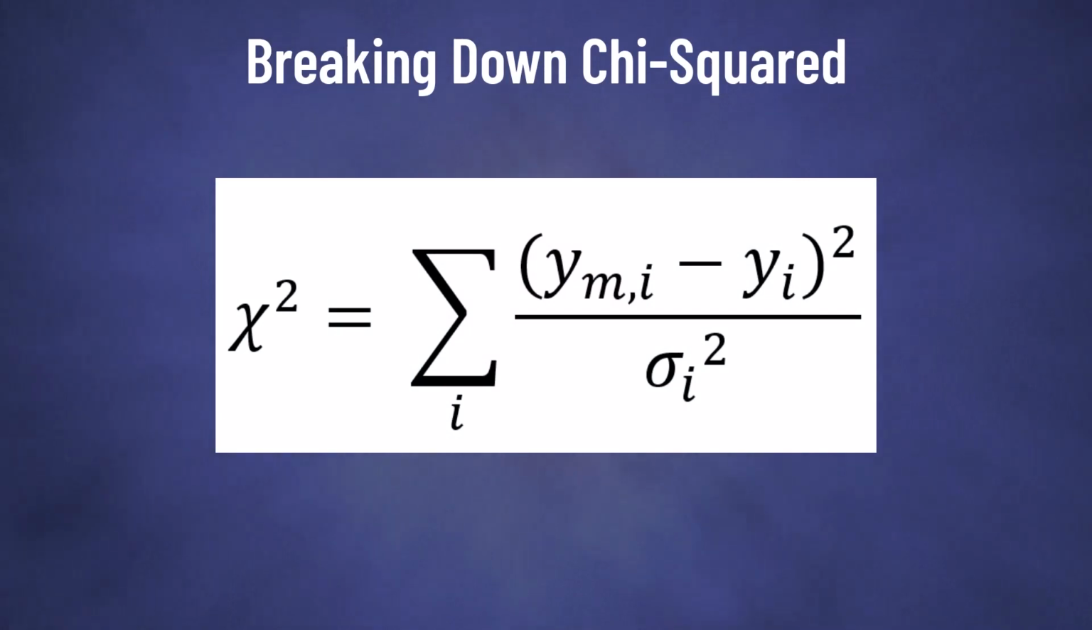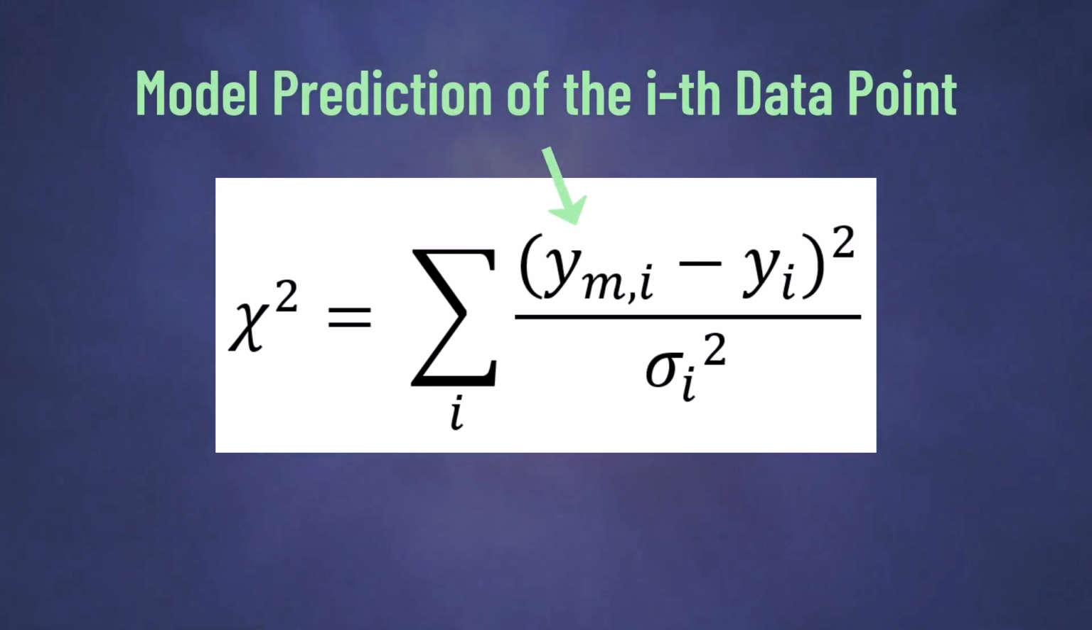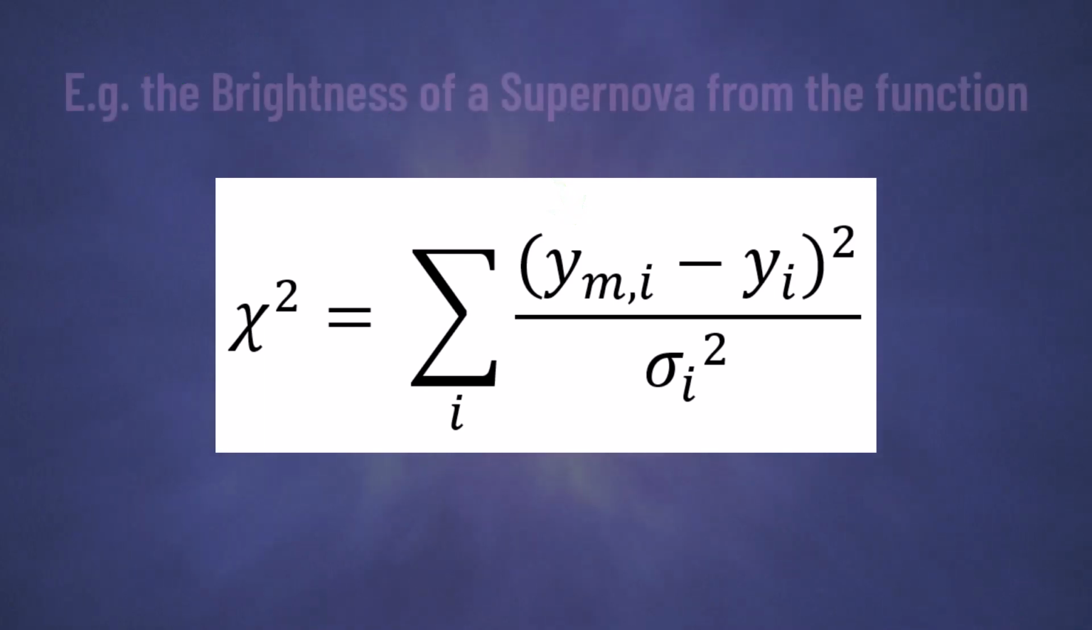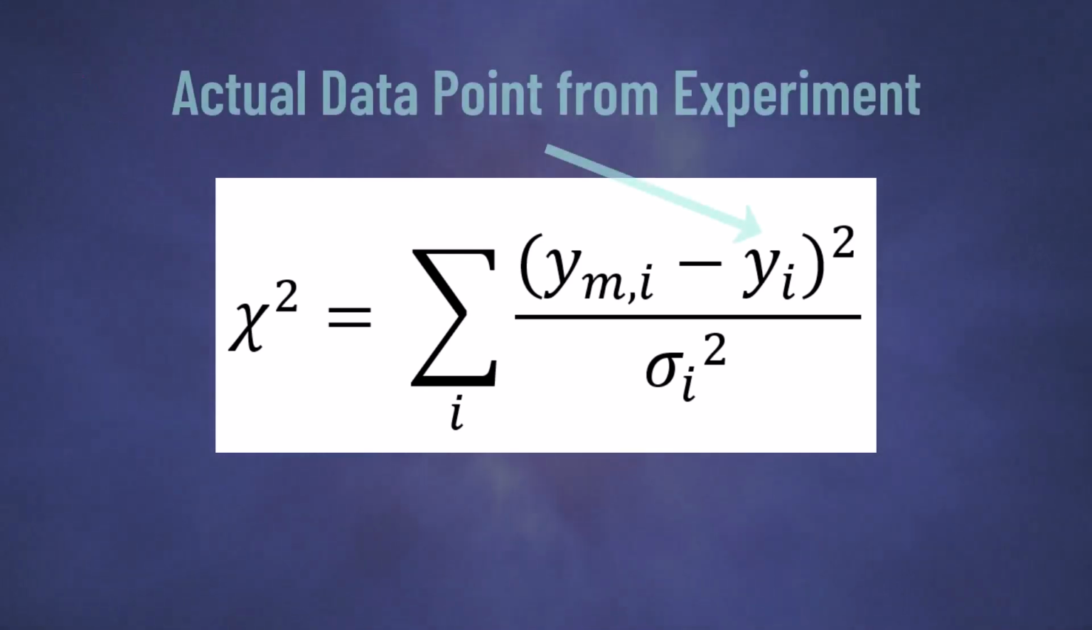The chi-squared is given by this formula, which may look complex, but really it's very simple and intuitive to understand. Let's look from right to left and top to bottom. y_m,i is the model value of the ith data point. i is just the point we're interested in. It could be the third data point, for example. And so in our analysis, this variable is simply the predicted brightness of the ith magnitude point from our model at that redshift. Then y_i is the actual brightness recorded of the ith data point supernova.